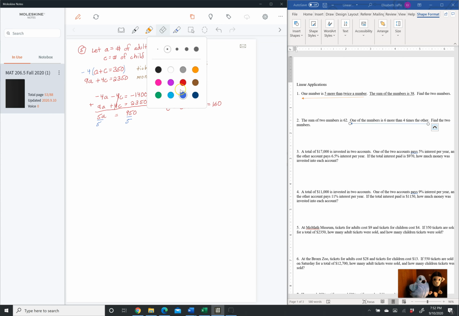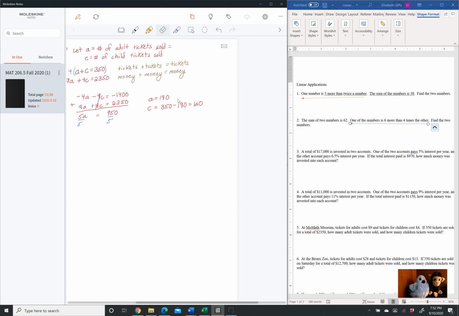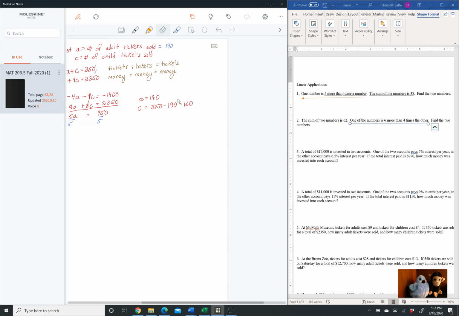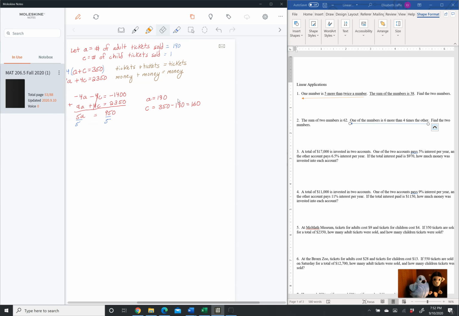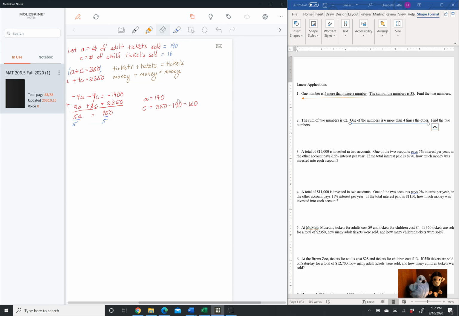We could either say we sold 160 child tickets and 190 adult tickets, or we could just write it in here. So A is 190 and C is 160. And that's our answer. That's it. So that's number 5. Let's take a look at number 6.